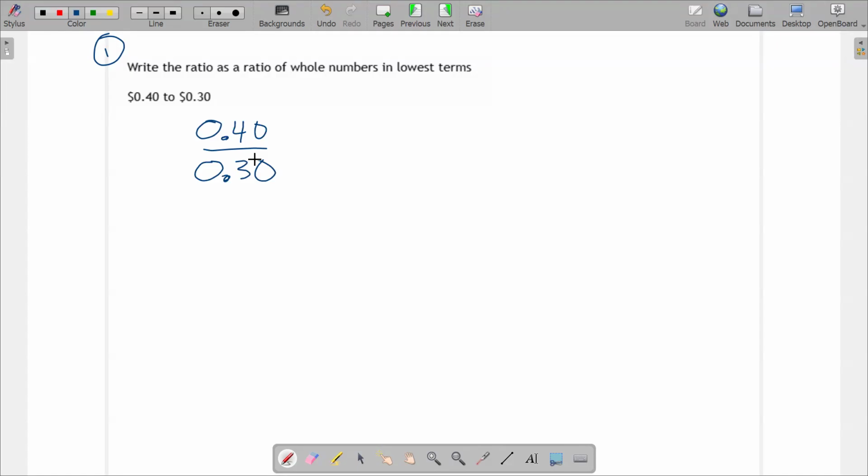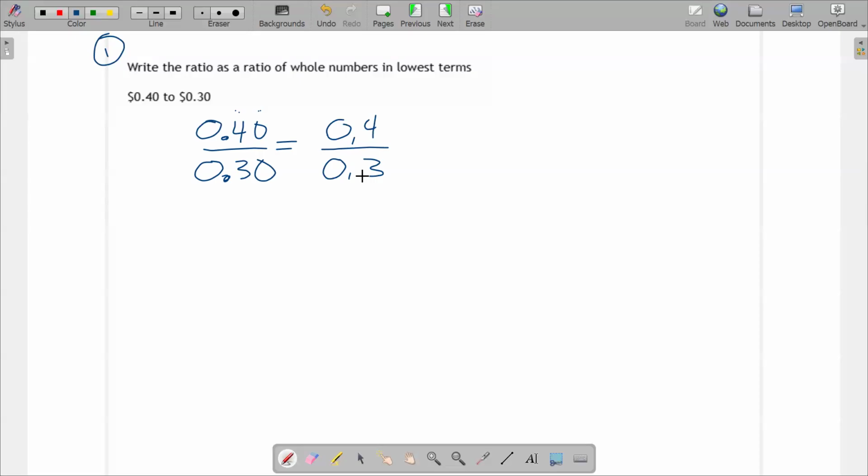Now, reminder about decimals. When I say 0.40, that's slang. The correct way to read it is to look at the place value and read it from there. So that's the tens place, that's the hundreds place. So technically that's 40 hundredths divided by 30 hundredths. Or you might say, well, those extra zeros are kind of not needed. So I could write it like this: 4 tenths divided by 3 tenths.